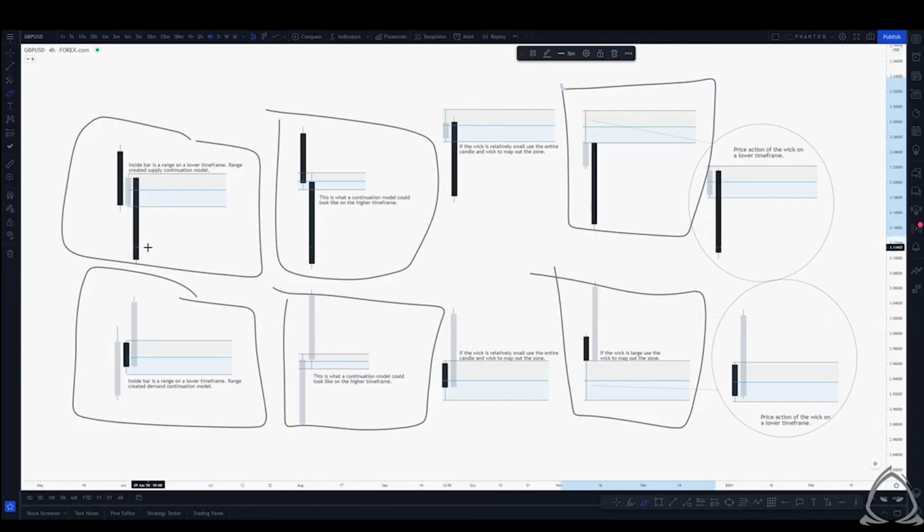Again, we combine these with how price returns to these zones, whether we get the rounded return, whether we get the corrective return, or if we get the V return. They'll all factor into how we look to trade these zones. But again, these are fractal refinements that we can use to understand supply and demand zones that are on the higher time frames but are actually built on the lower time frames.